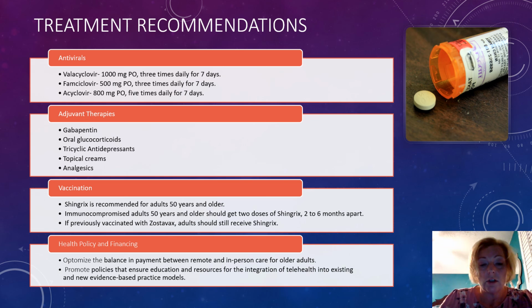The immunocompromised adult 50 years and older should get 2 doses of the Shingles vaccine 2 to 6 months apart. If previously vaccinated with Zostavax, adults should still receive this Shingles vaccination. Zostavax is no longer used in the United States.